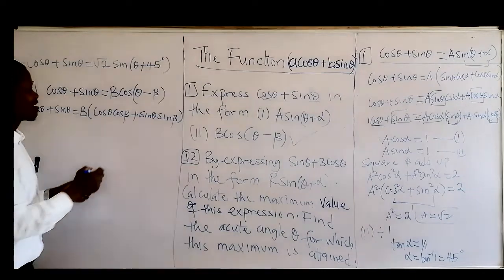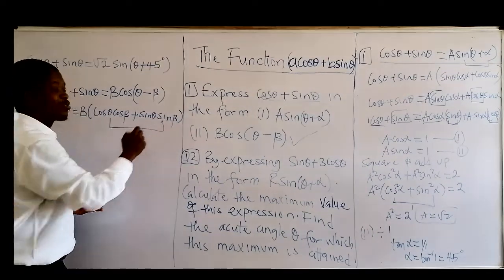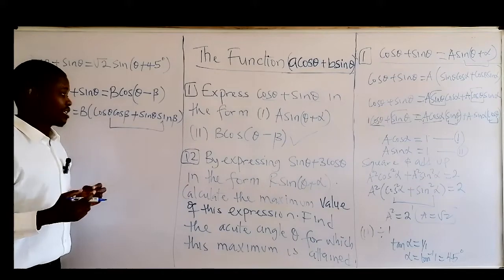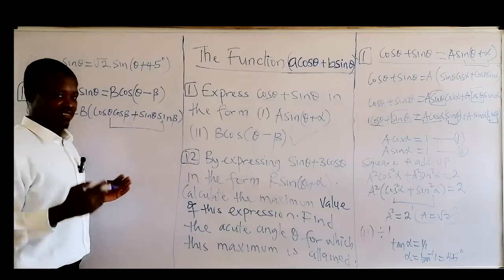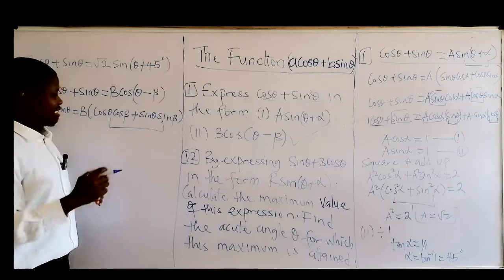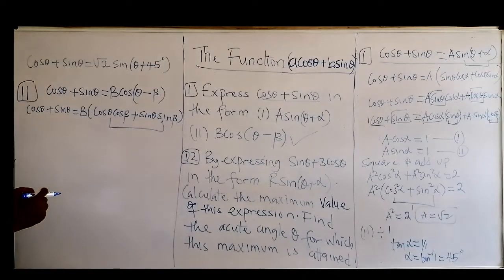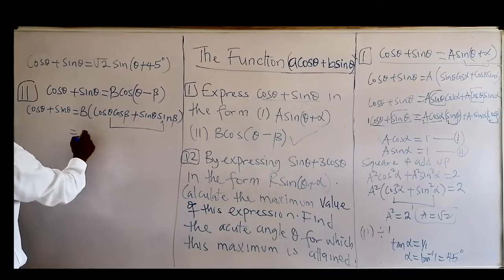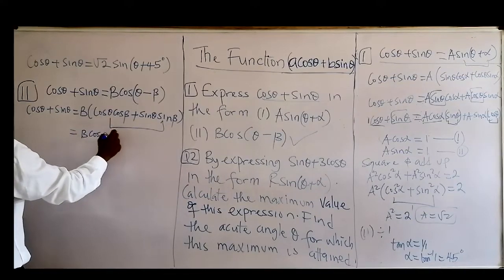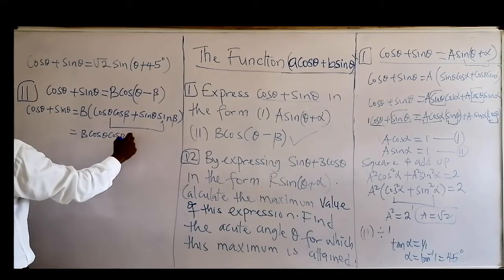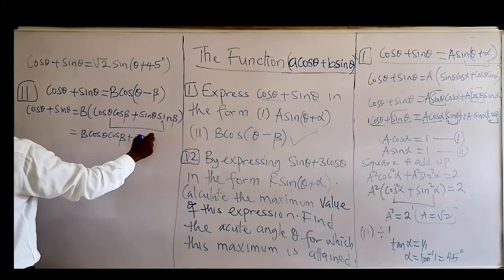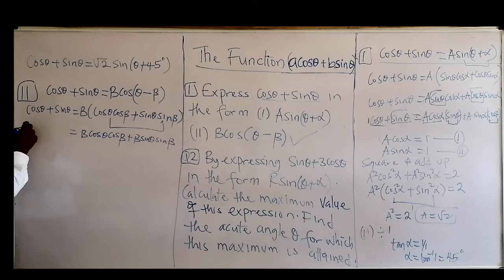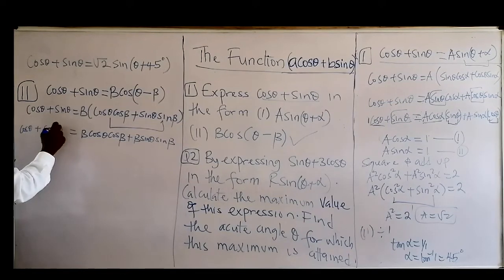We have discussed these in one of the videos on trigonometry. If you have not watched that video, please quickly do that right away. And let b go in. That will be b cos theta cos beta plus b sine theta sine beta, and that's equal to cos theta plus sine theta.